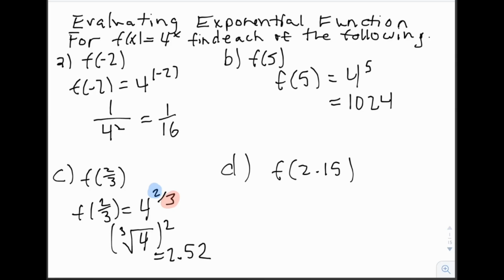Okay, so now we have d. We want to evaluate this 2.15 in our function. So again, every single time we see an x, we want to replace it with this 2.15. So that should get us 4 raised to the 2.15, or in other words, 19.698.